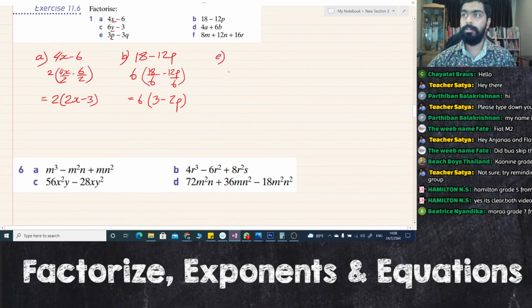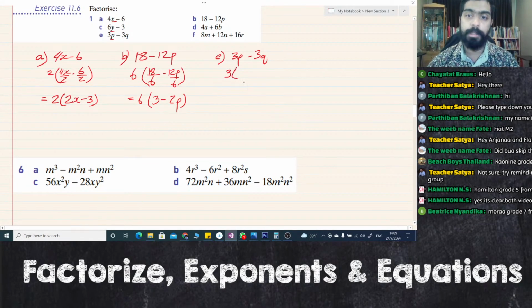Let us go ahead to question E, guys. So we got 3p minus 3q. In this case, we are again going to put the greatest common factor in front of the bracket. So the GCF of 3 is going to give us 3, right, guys? And for the variables, we cannot find any greatest common factor, so we open the bracket.